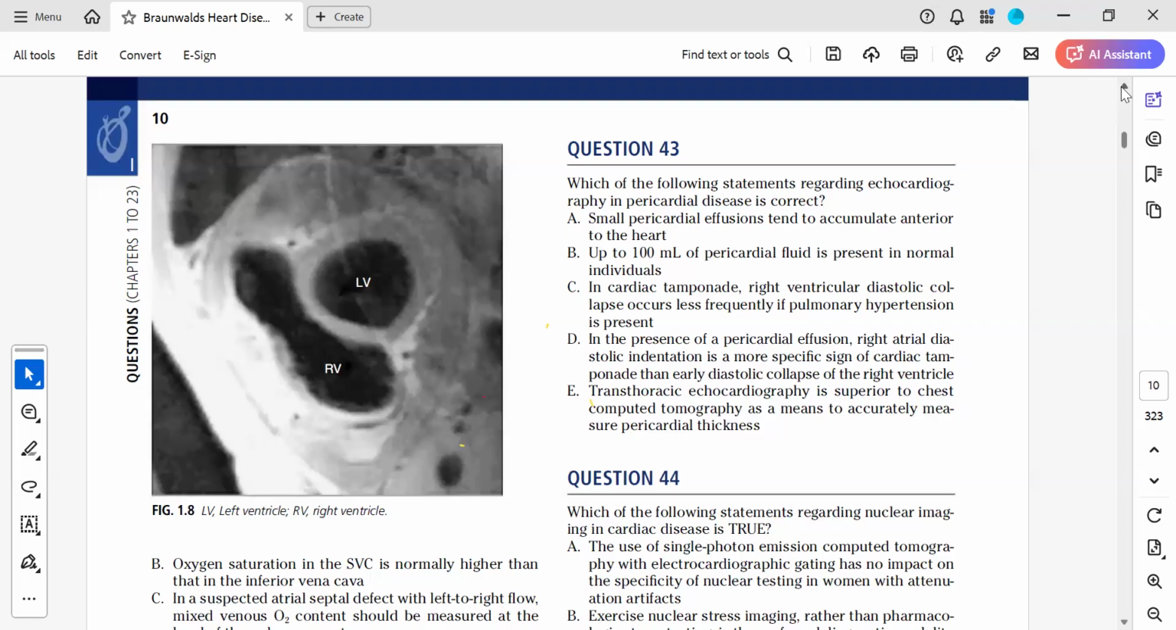I welcome contributions at this point. This is also a high yield question. The right ventricular diastolic collapse is more specific and the right atrial collapse is more sensitive. So it's also a high yield question that seems to replicate itself.